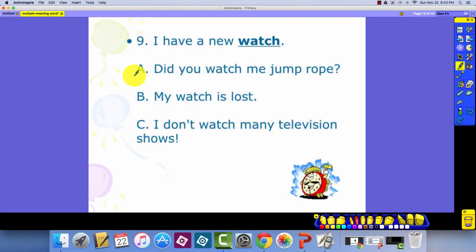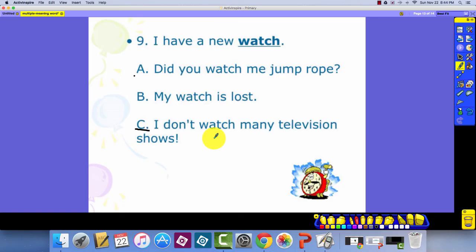So is watch used in A? Did you watch me jump rope? How about B? My watch is lost. How about C? I don't watch many television shows. So go ahead and pause the video. And when you're done answering the question, you can see if you're correct or not. Okay, so hopefully you have answered it in your reading book.